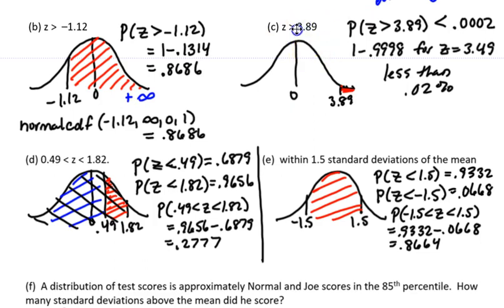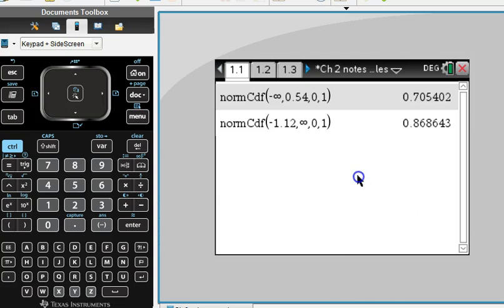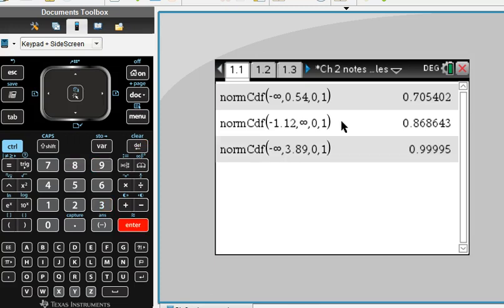It didn't show what the value was, and we had to kind of estimate. We knew that it was less than 0.0002, so very small, but we really don't know exactly what it is. So if we use normal CDF here, we're going to be going from 3.89 to infinity, 0, 1. And let's see what that calculator gives us. I'm going to just go up here and edit this one since it's very similar. Let's just change this now to 3.89. Or you can go through the whole menu thing and do it again.